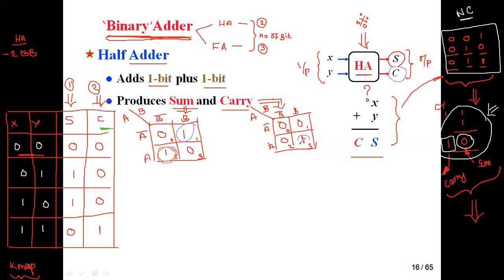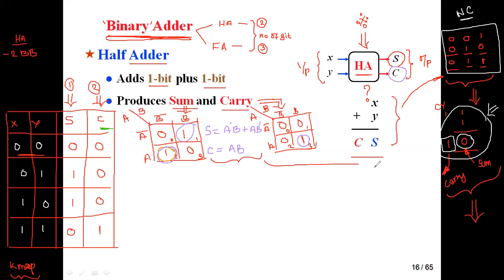Similarly here also. So from this I'm going to write the equation. The sum equation: the common variables for this one are A bar and B, so A bar B, and then for this plus A B bar. Sum is over. And then for carry, the common variables are A and B. That's all. A and B.